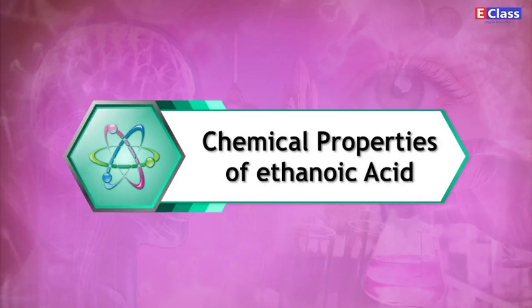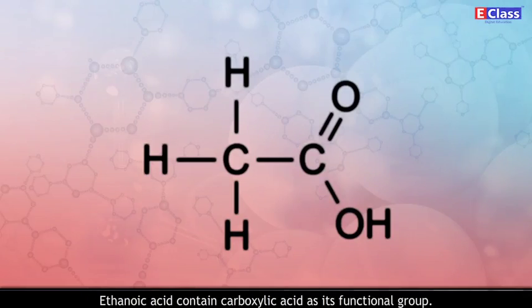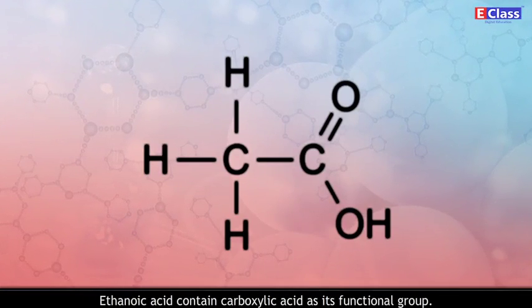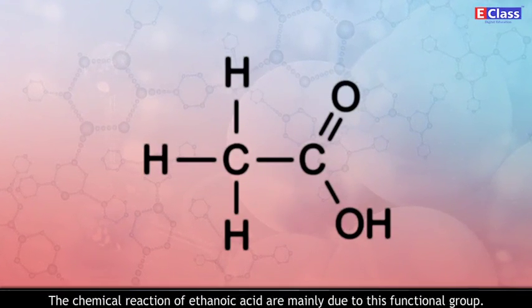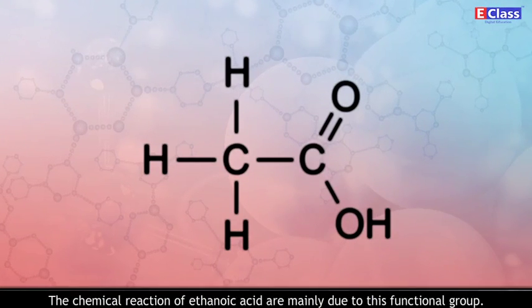Chemical properties of ethanoic acid. Ethanoic acid contains carboxylic acid as its functional group. The chemical reactions of ethanoic acid are mainly due to this functional group.